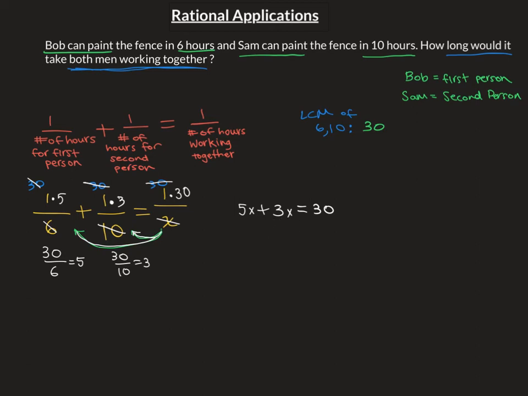Now we can go ahead and just solve this. We can have 8x equals 30. Then, to isolate the variable, divide by 8. x equals 30 over 8. And that means x is equal to 3.75. And that would be our final answer. So the answer to how long it would take both men to work together would be 3.75 hours.